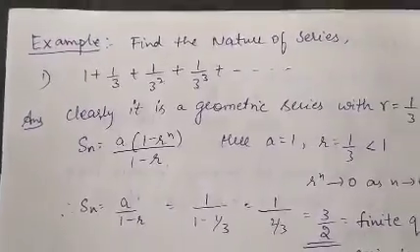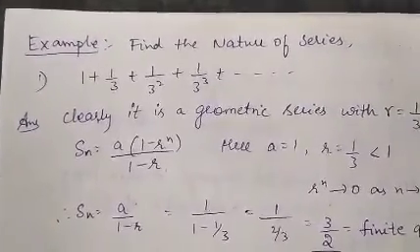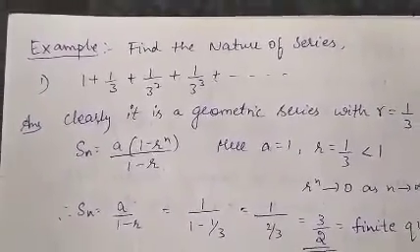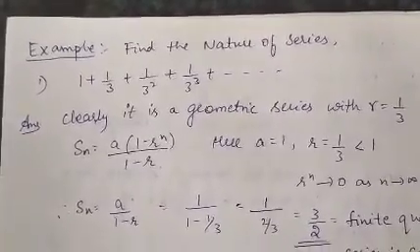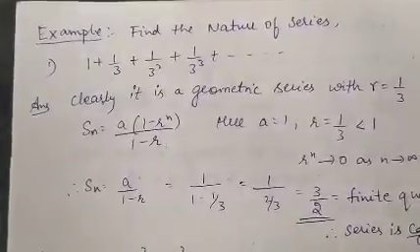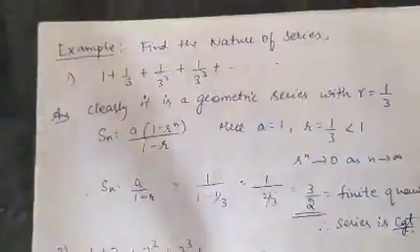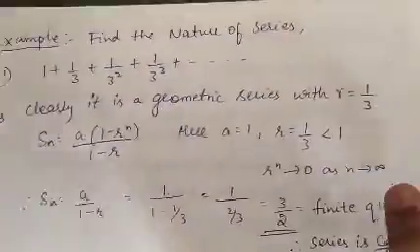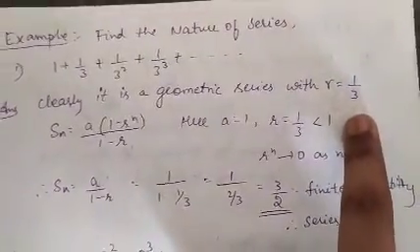Find the nature of the series 1 plus 1 by 3 plus 1 by 3 square plus 1 by 3 cube and so on. So clearly, this is a geometric series, because it is of the form a plus ar plus ar square. And what is the common ratio? The common ratio is 1 by 3.